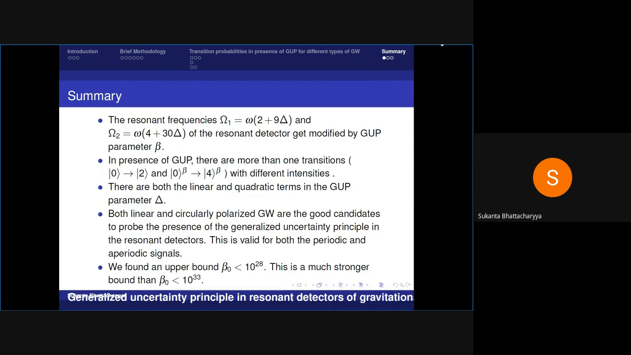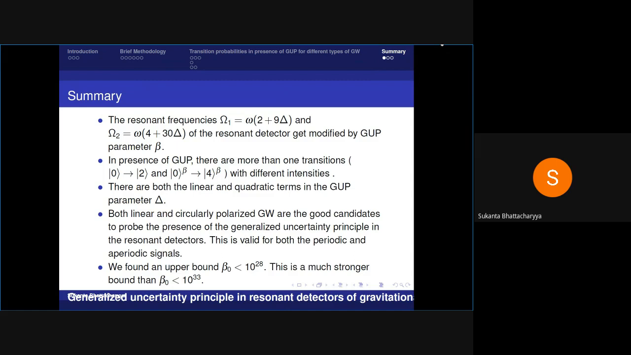Now I summarize all the results. First, the resonant frequencies capital omega 1 and capital omega 2 of the resonant detector get modified by the GUP parameter beta. Second, in the presence of GUP, there are more than two transitions, 0 to 2 and 0 to 4 state, with different intensities. Thirdly, both linear and quadratic terms in the GUP parameter beta arise in the transition probabilities. Fourth, both the linearly and circularly polarized GOF are good candidates to probe the presence of the generalized uncertainty principle in the resonant detectors.